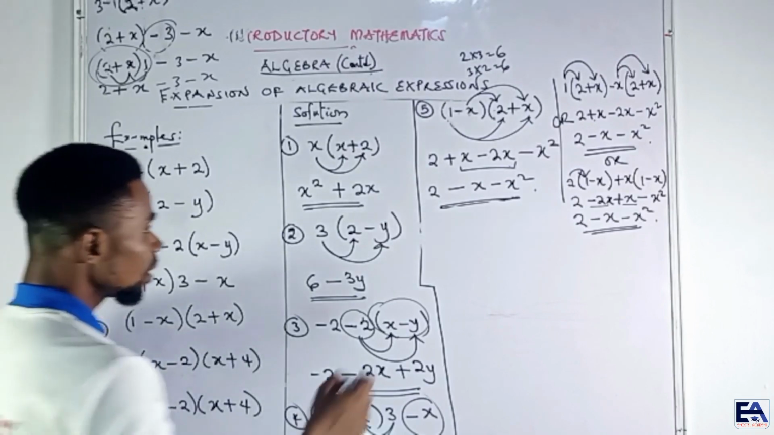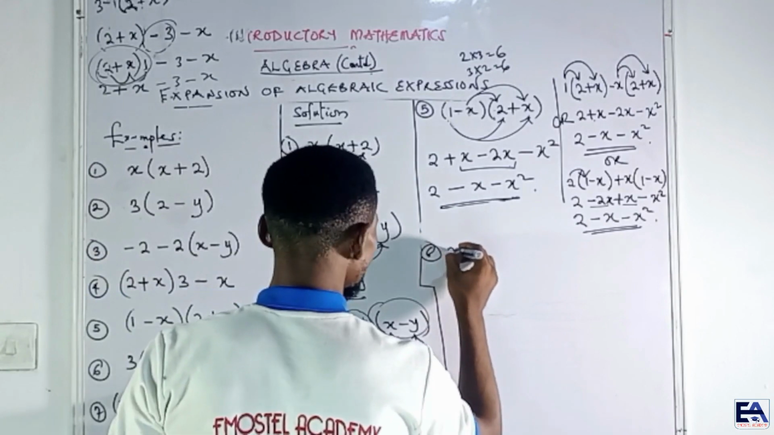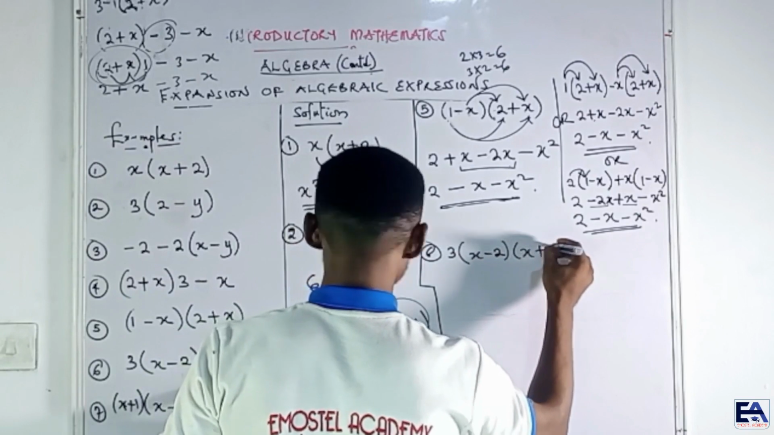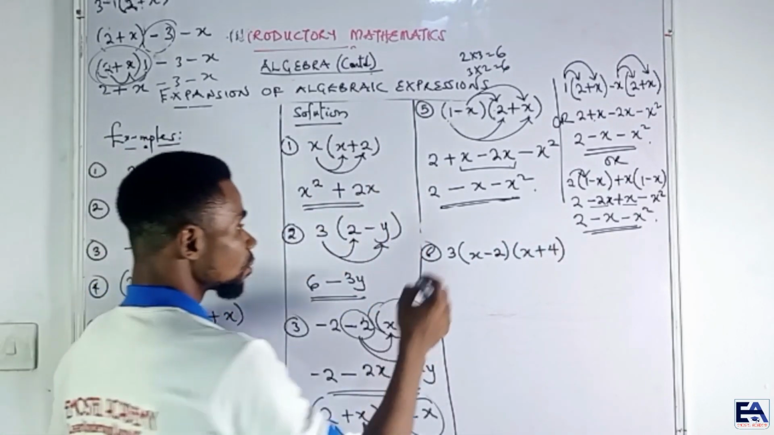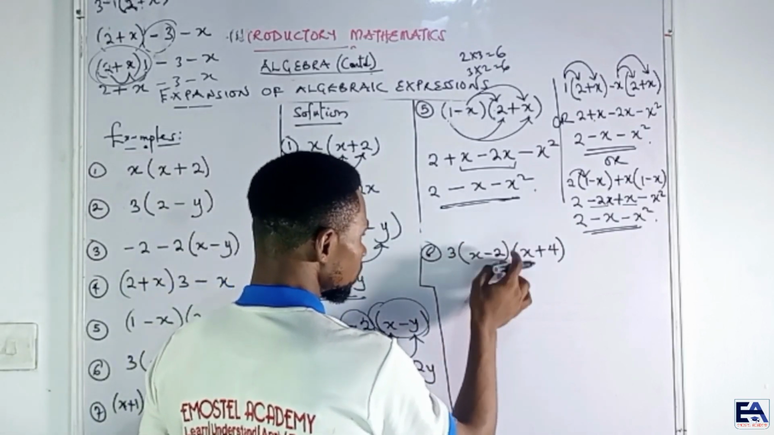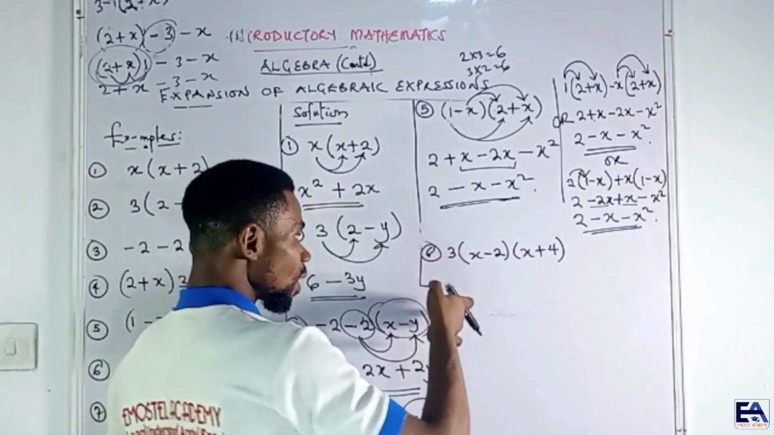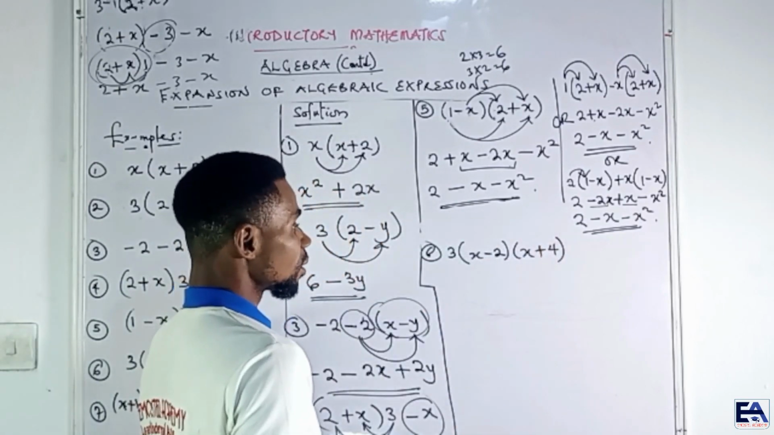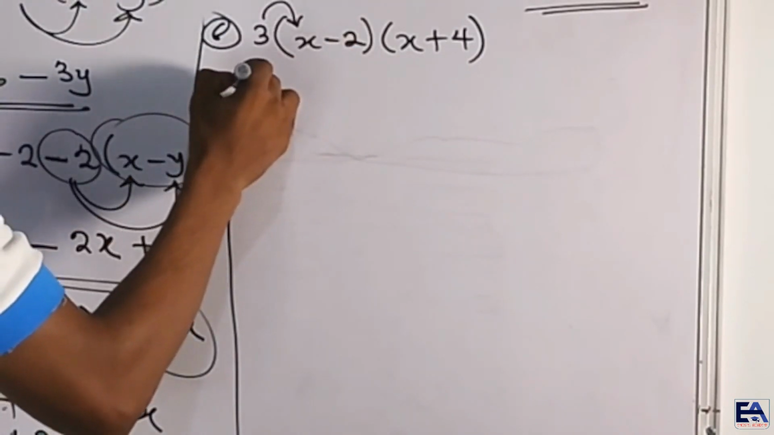Good. Number 6. To solve number 6, we have 3 times x minus 2, and then x plus 4. All right? So now we multiply this by this. The very first thing is to distribute 3 across x minus 2, to expand the bracket with 3 first. Any answer you get, you now use it to expand the next one. That's the easiest method. Okay? So let's have it there. 3, this first, that's 3 times x, that's 3x.